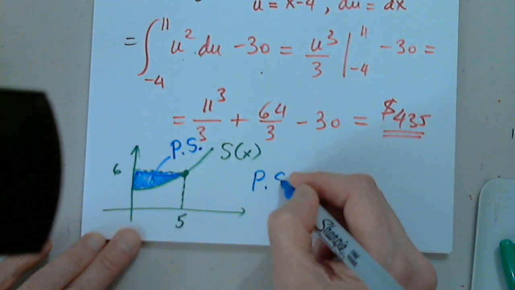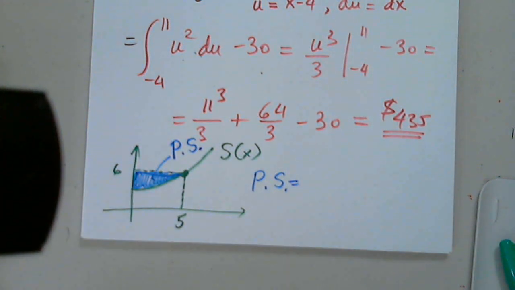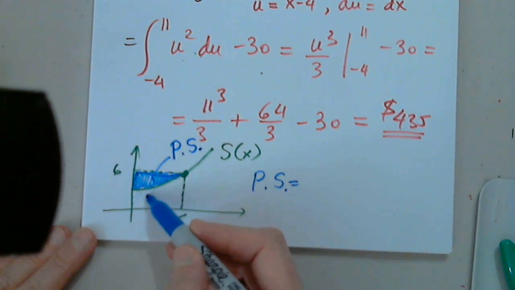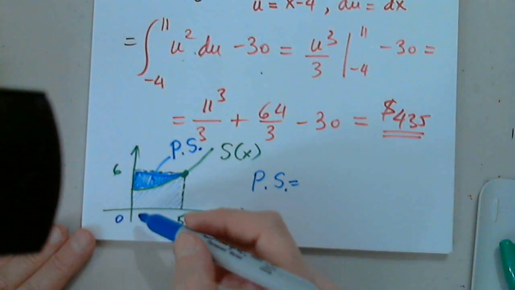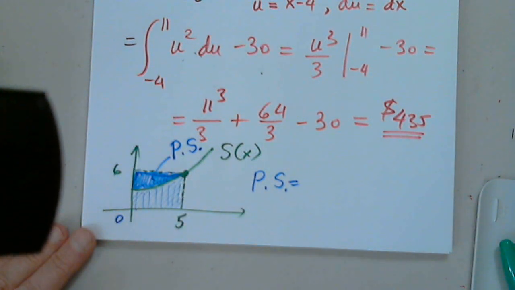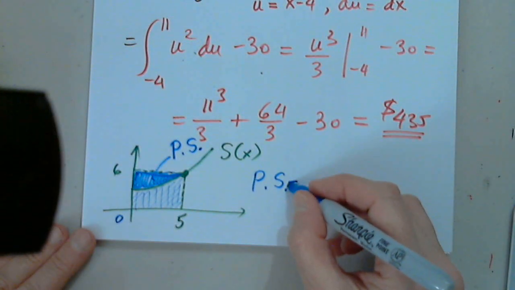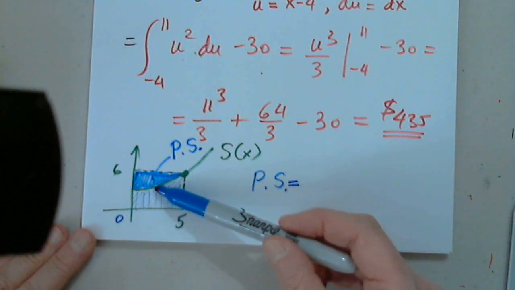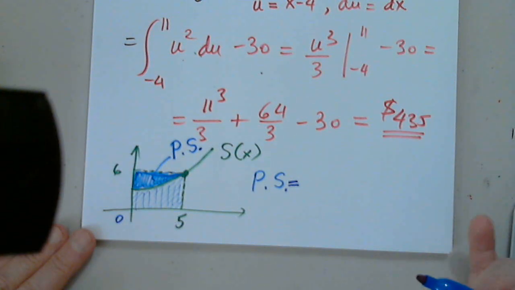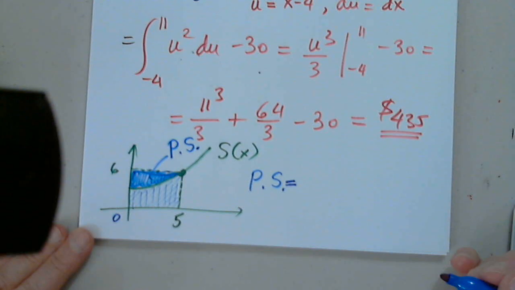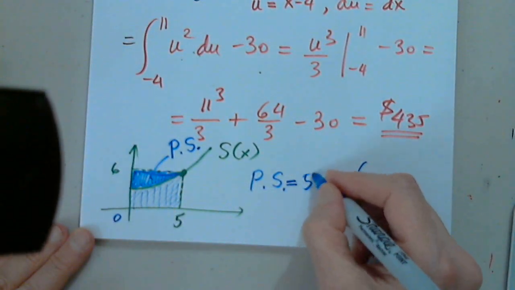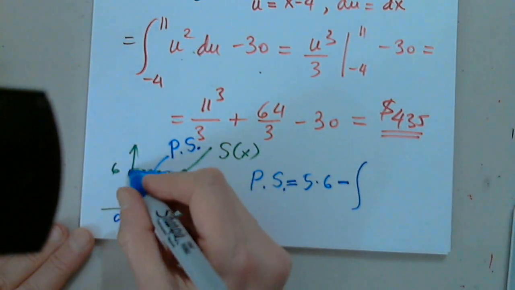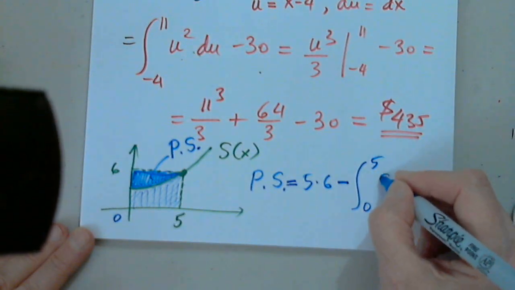Can anyone have an idea? How do we determine the producer surplus? Here's a hint. Can I determine this area? How do I determine this area based on chapter 4? Anyone would like to give it a try? What do you guys do, like the total area minus the integral of the function? Yes, the total area, 5 times 6, but this time minus this area to determine the blue area. Excellent, thank you. 0 to 5 from S of x dx.